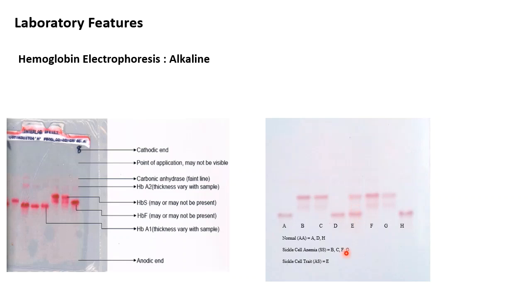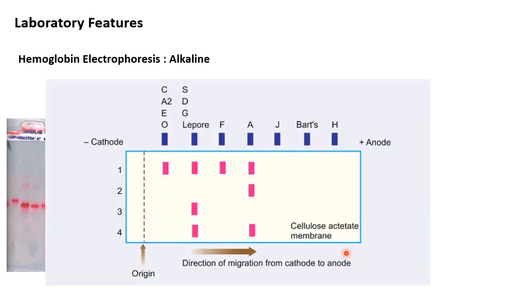Now, this is the typical book picture. From cathode to anode, the hemoglobins will travel. The first step would be A2, E, O, and C. The second would be S, D, G, and Lepore, then F, then A, and so on. Now, as you can see here, almost four types of hemoglobin correspond to one position. So to differentiate between these four, we have to do a hemoglobin electrophoresis in acidic medium.